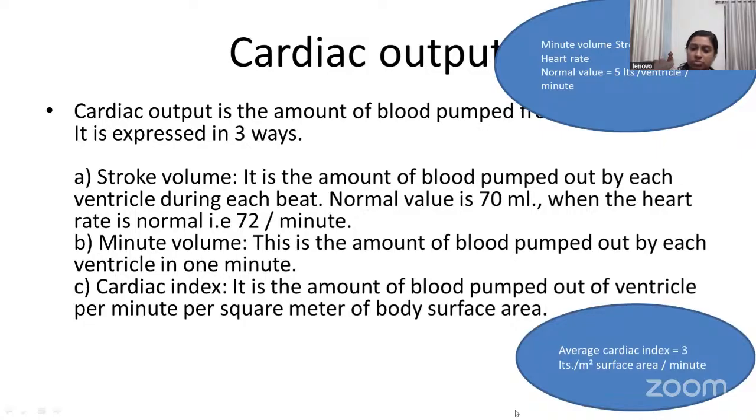And what is cardiac index? It is the amount of blood pumped out of the ventricle per minute per square meter of the body surface area. The average cardiac index is about 3 liters per meter square surface area per minute.